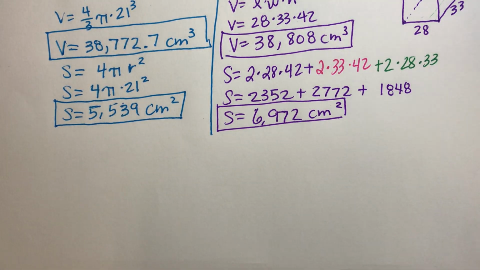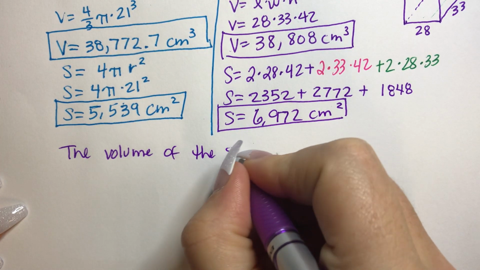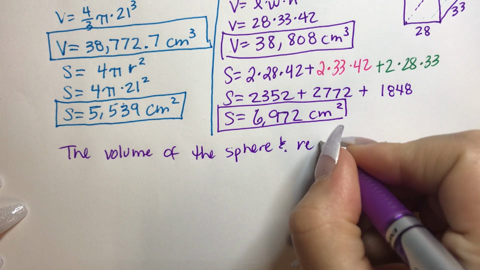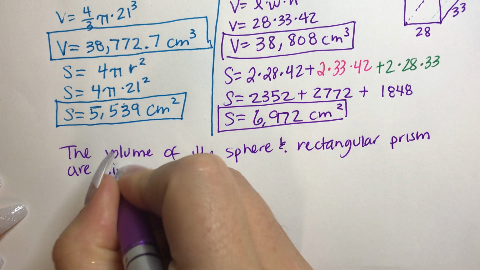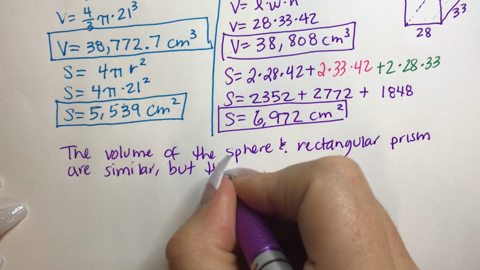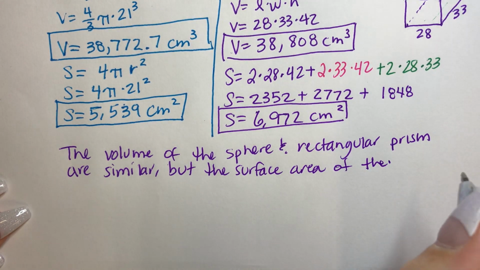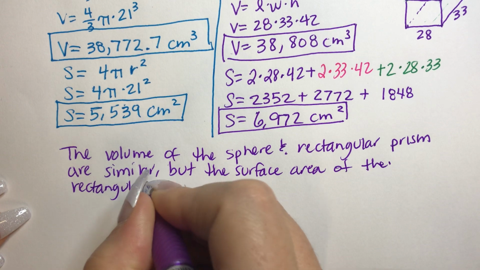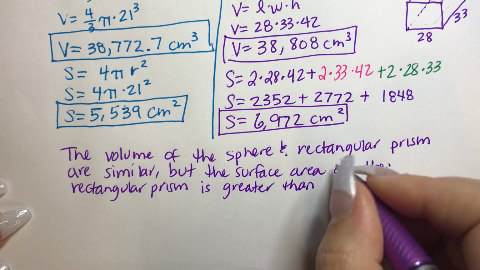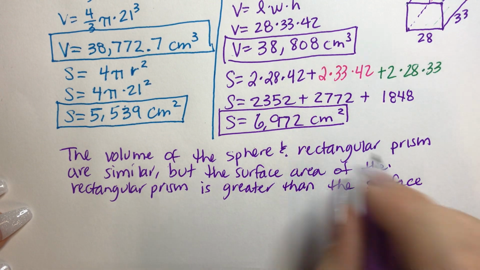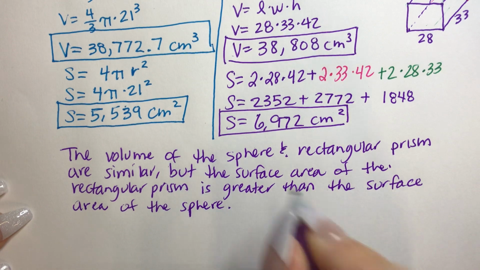So we're going to say the volume of the sphere and rectangular prism are similar, but the surface area of the rectangular prism is greater than the surface area of the sphere. And that is our final answer.